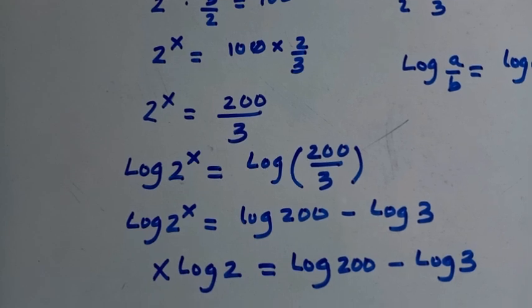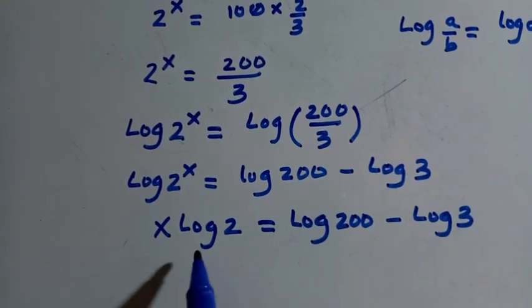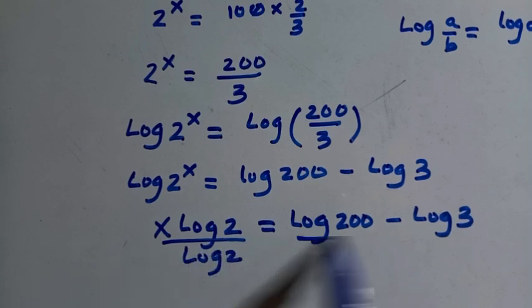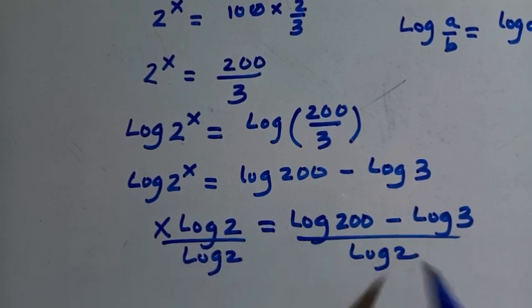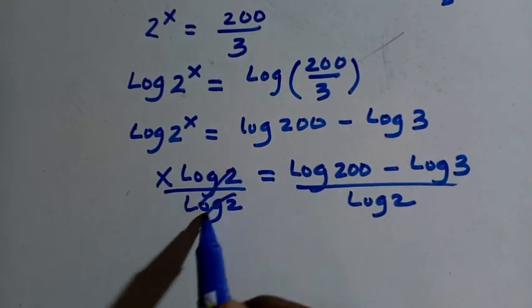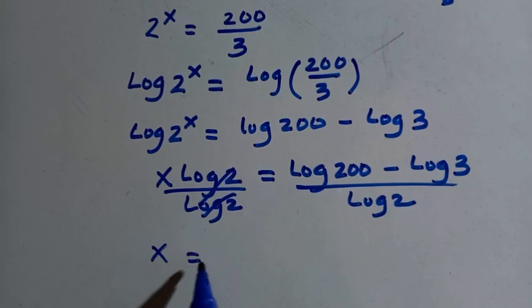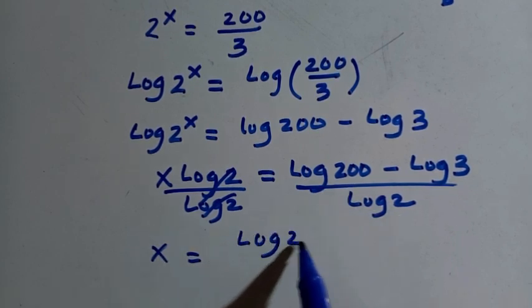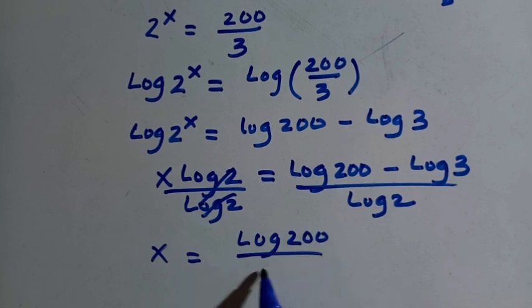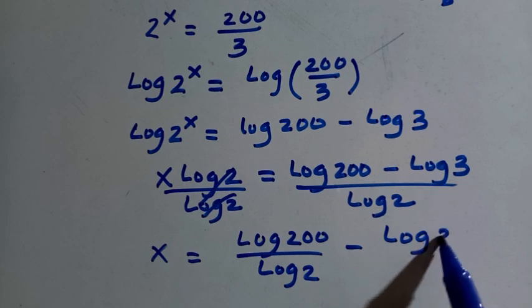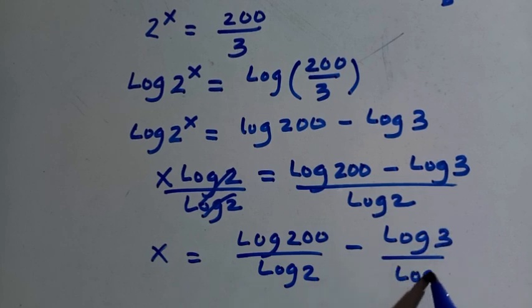On getting to this stage, let's try to divide both sides by log 2. So we have this divided by log 2 and this also divided by log 2. By dividing both sides by log 2, this cancelled and we have x equals, we can separate this as log 2 over 2 divided by log 2, minus log 3 divided by log 2.